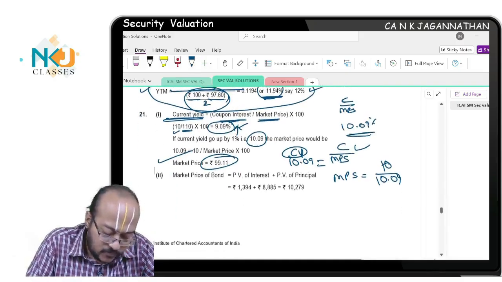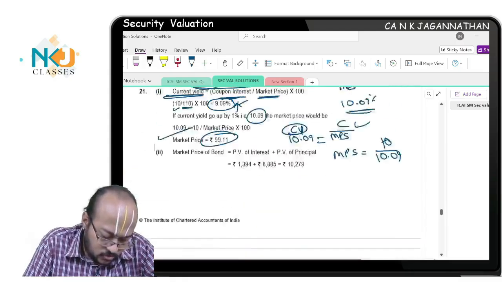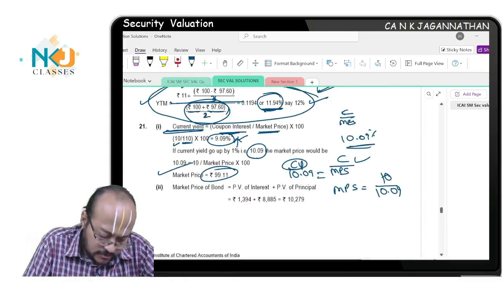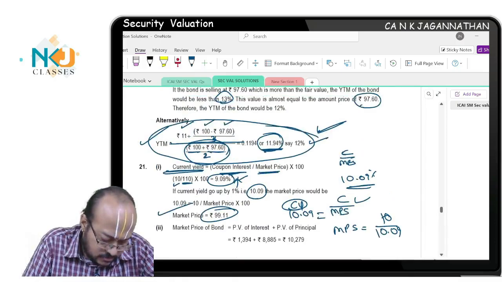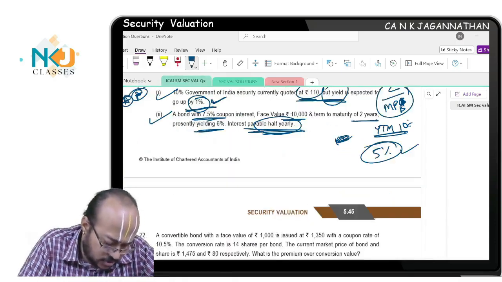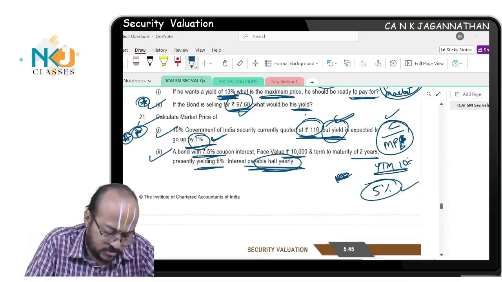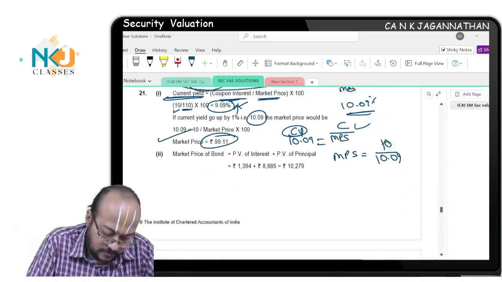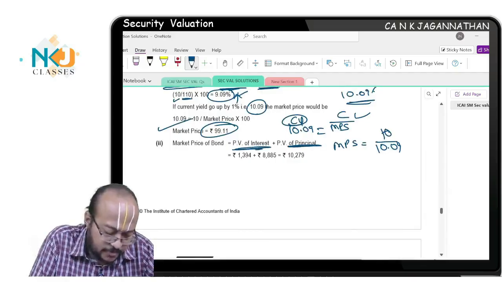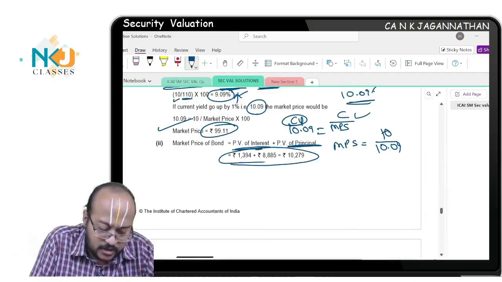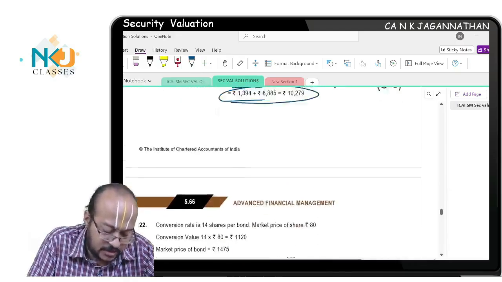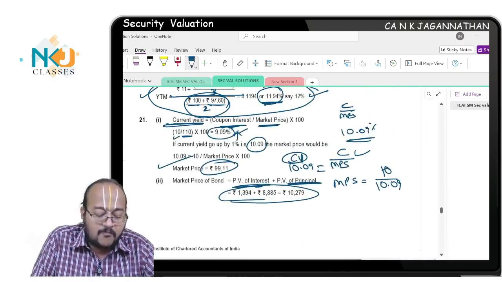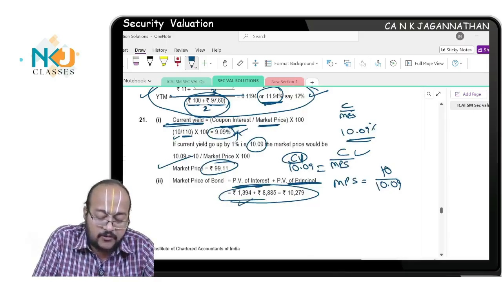See, question number 22 or 21. They have also asked one more segment in the question, same question only. A bond presently yielding 6%, interest will be paid. What they have done is find the present value of interest and the present value of principal. But this is not enough. For the examination, you need to show how you arrive at the present value of interest and the present value of principal.